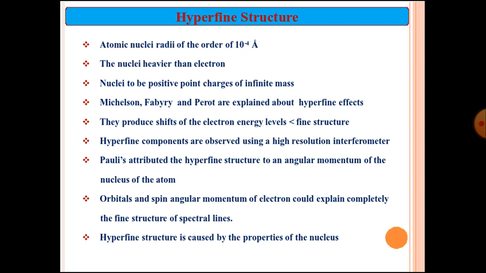Hyperfine components are observed using a high resolution interferometer. Pauli attributed the hyperfine structure to an angular momentum of the nucleus of the atom. Orbital and spin angular momentum of the electron could completely explain the fine structure of spectral lines. Hyperfine structure is caused by the properties of the nucleus. Now we have discussed hyperfine structure simply and clearly.